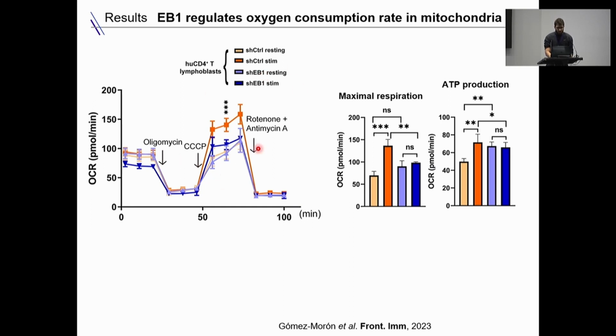And as we can see in this graph and in the parameters calculated from this graph, which are maximal respiration and ATP production, we can see a decrease in the maximal respiration and ATP production in EB1 silenced CD4 T cells when stimulated, and also these cells did not respond to the stimulation.